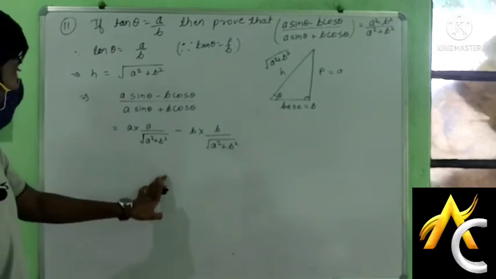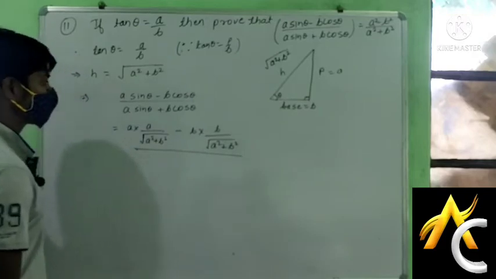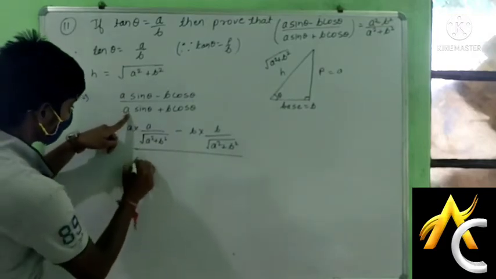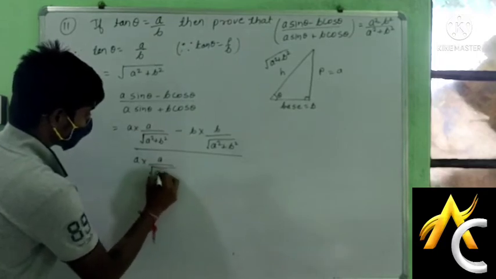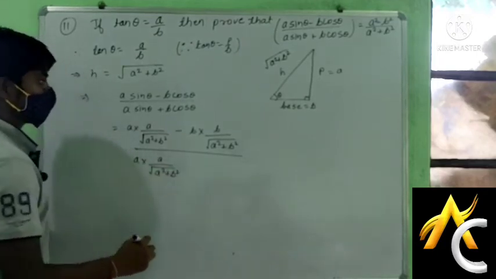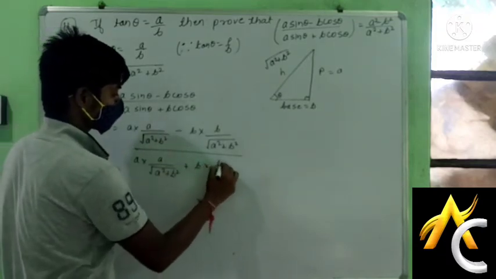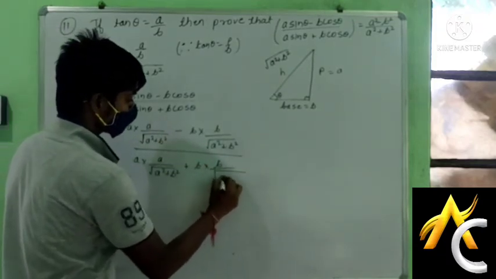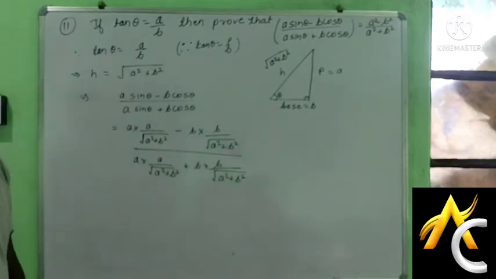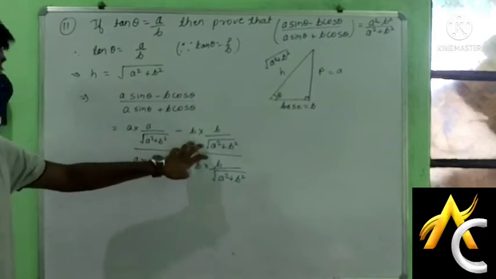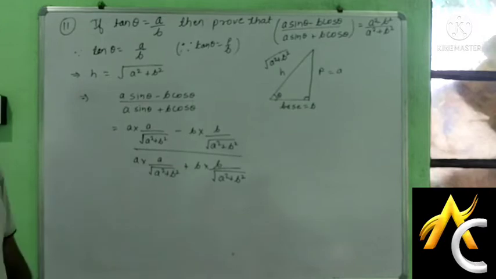Easy. Now going for the denominator part, it will be like that: a sin theta is a by root under a square plus b square, and b cos theta is equal to b by root under a square plus b square. Simple. Now these are in the form of fractions, so we are going to solve it by applying the fraction rule, that is by taking LCM.